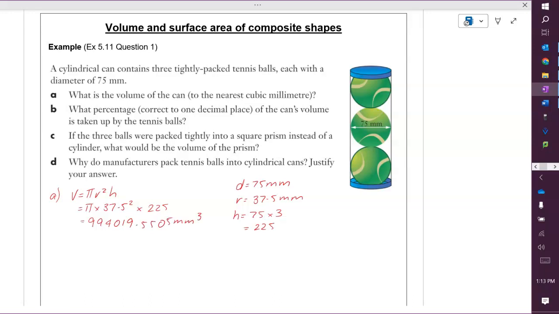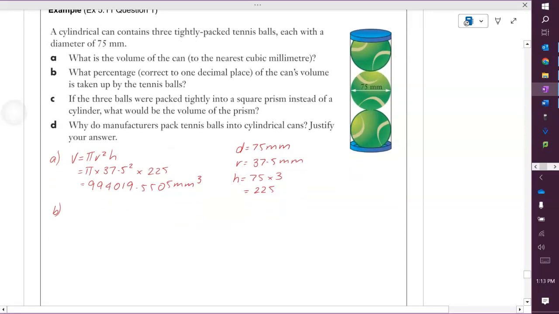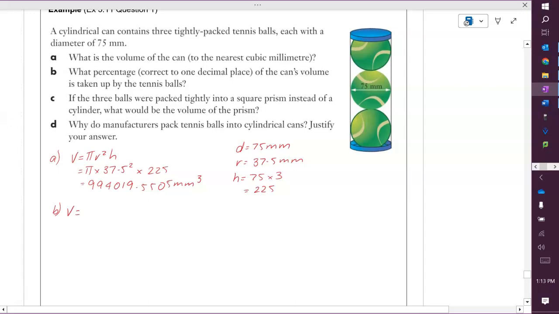So millimeters cubed. What we then have to look at is, what percentage of the can's volume is taken up by the tennis balls. So we're looking at the volume. So our volume is 4/3 pi r cubed. So 4/3 times pi times our radius of 37.5 cubed, which gives us, again, another larger number.